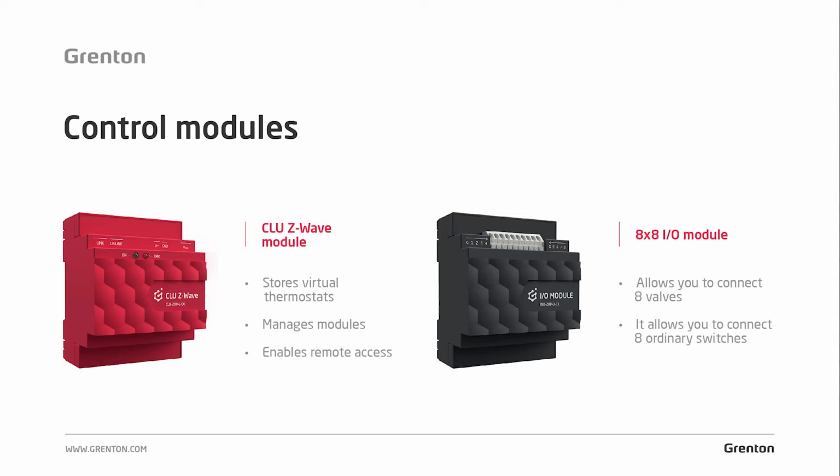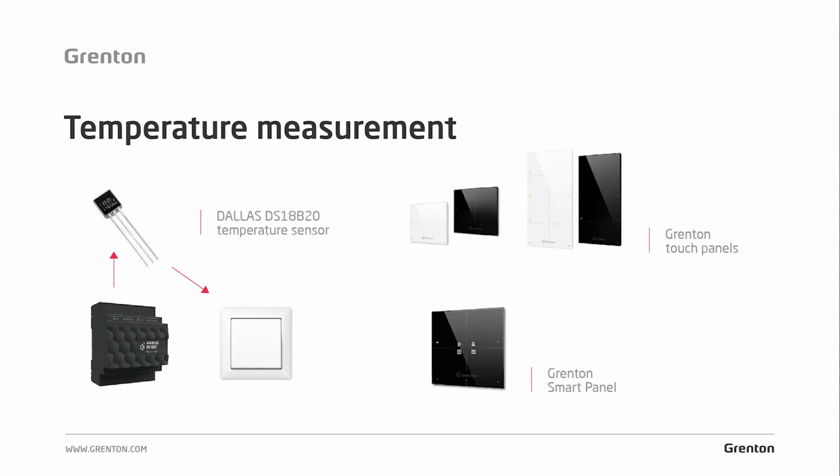Thanks to this, when somebody opens a window in a given room, in that room the heating will be automatically turned off. The final element you need is the temperature measurement. You can carry out temperature measurement in 3 ways. First, you can use Dallas DS18B20 sensors for this. Such a sensor can be hidden, for example under the light switch, and thus the temperature measurement will be carried out.